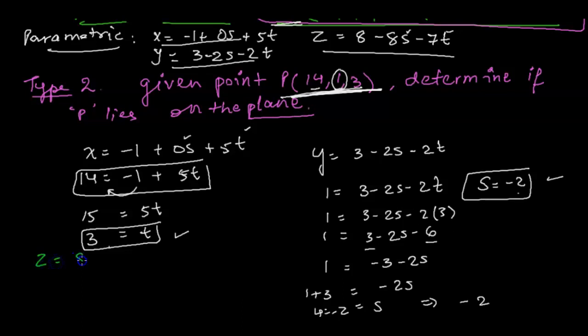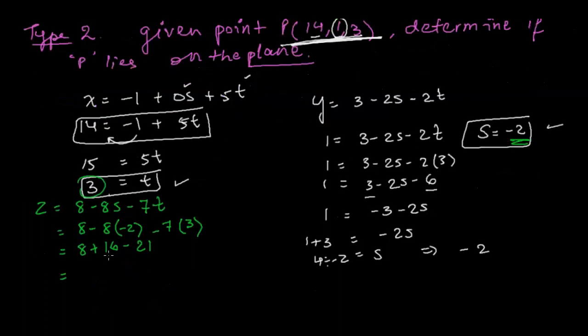Since we have z is equal to 8 minus 8s minus 7t, we'll just sub in the value of s in here. So s here is negative 2, that's what we got here. Minus 7t, where t is 3, which is 8 plus 16 minus 21. 8 plus 16 is 24, minus 21 gives us a 3.